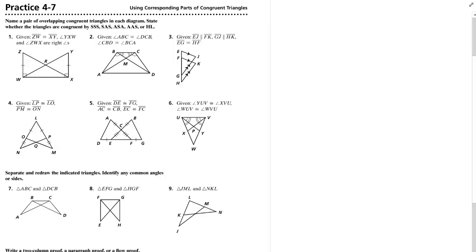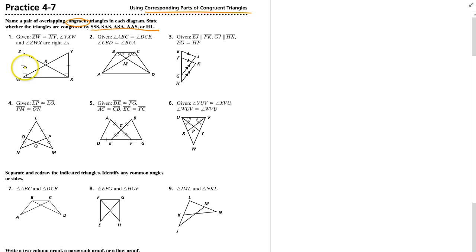Practice 4-7. Now we get to use some more of these CPCTC relationships. First, name a pair of overlapping congruent triangles in each diagram, and then tell me why we get to say that. Okay, let's see.